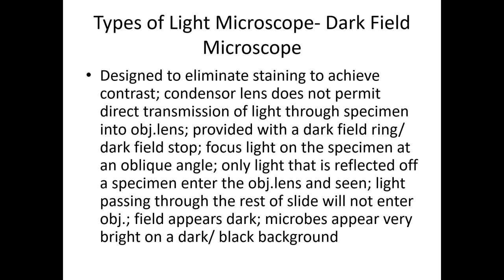First of all, the light is focused on the specimen at an oblique or tilted angle. Also, only the light which is reflected or refracted off the specimen will enter the objective lens and be seen. The light passing through the rest of the slide will never enter the objective, so the field appears dark and the microorganisms appear very bright on a dark or black background.